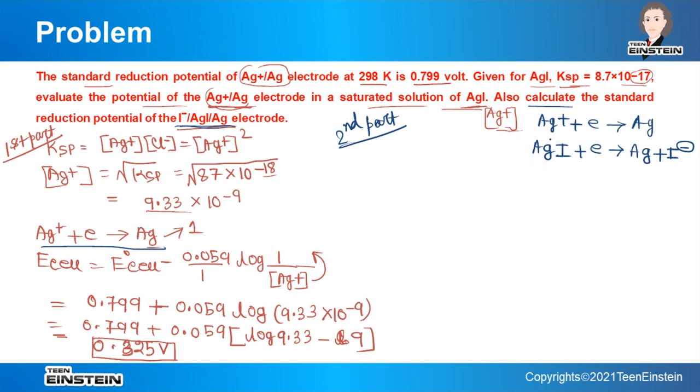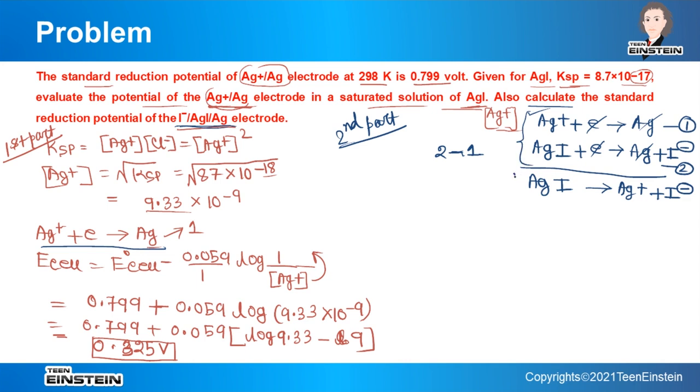So for this second equation and the first equation, what we will do is subtract 1 from 2, because the first is the reaction going on at the anode, so that is why it will be subtracted. The electron will be cancelled, AgI will be on the left hand side, silver will be cancelled, and on the right hand side there will be Ag+ and I-. Okay, so combining these two, we are getting this equation.